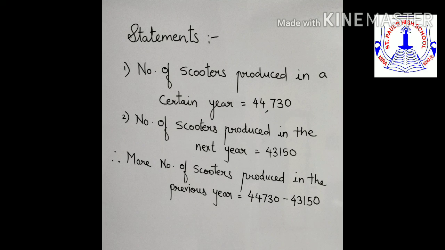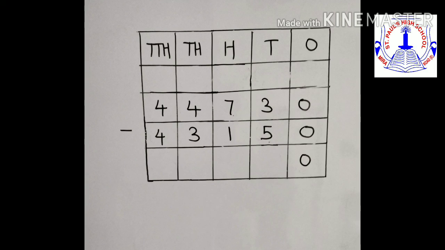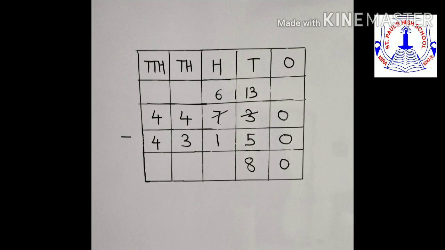Draw the columns and write down the numbers according to their place value. We will start from the ones column. 0 minus 0 is equal to 0. In the tens column, you can see 3 minus 5. As 5 is greater than 3, we cannot subtract 5 from 3. So we have to borrow 1 from the hundreds place. So 7 will reduce to 6 and 3 will become 13 in the tens column. So 13 minus 5 is equal to 8.